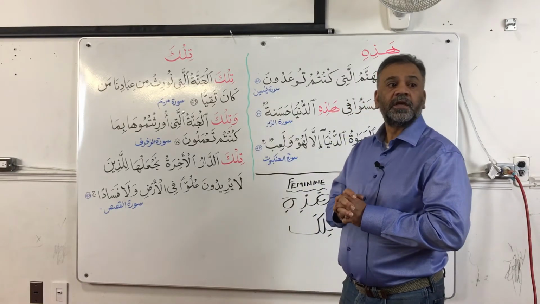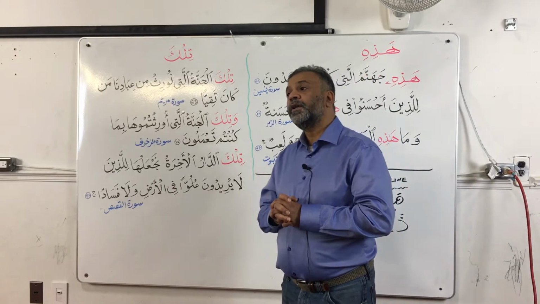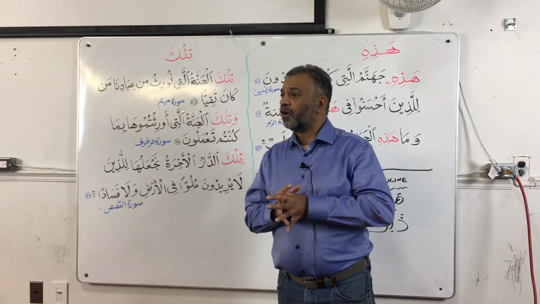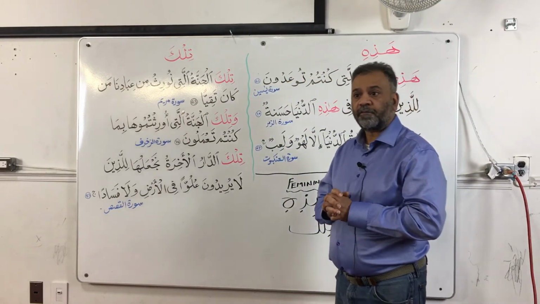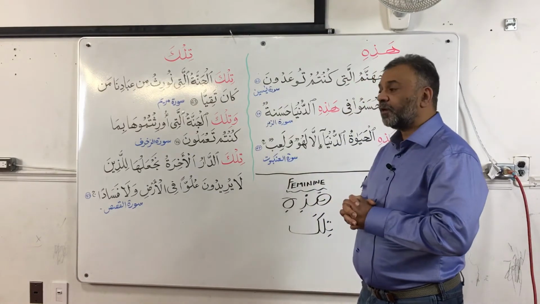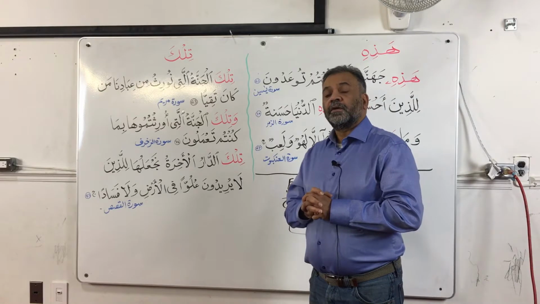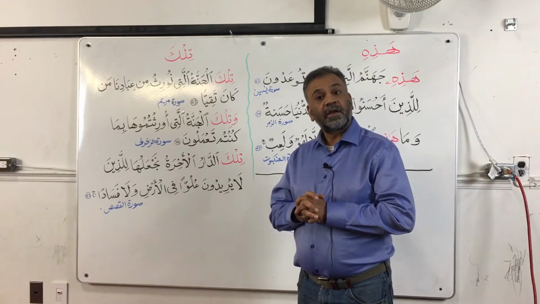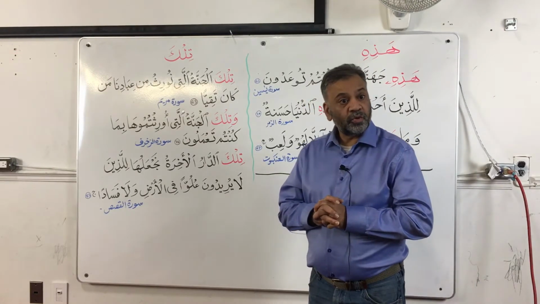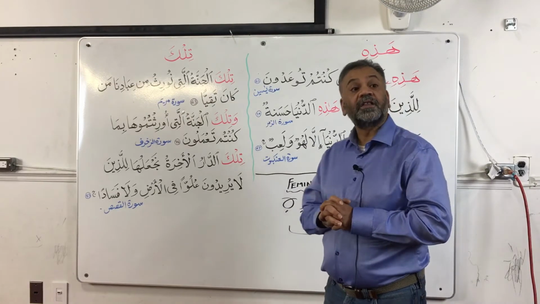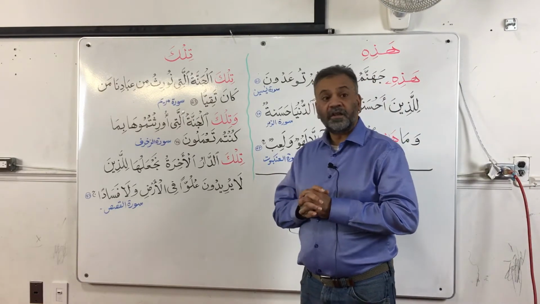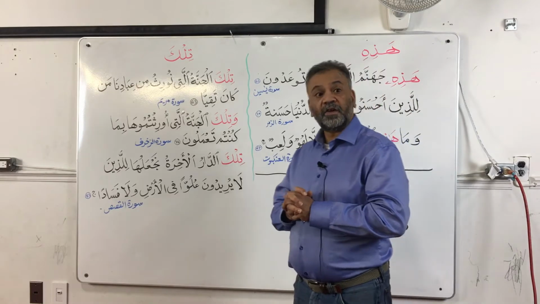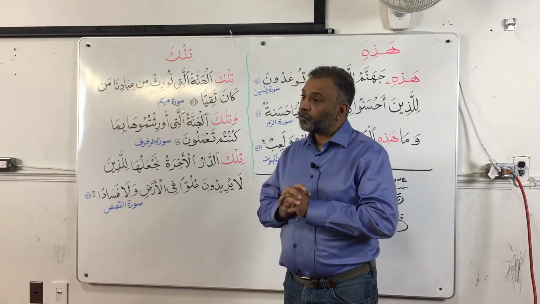I asked everybody to conjugate the verb nasara. For that, I shared a sheet on the WhatsApp group. Hopefully, some of you may have tried conjugating the verb nasara. Let us do the verb nasara. Nasara, nasara, nasaru, nasarat, nasarata, nasarna, nasarta, nasartuma, nasartum, nasarti, nasartuma, nasartunna, nasartu, nasarna.